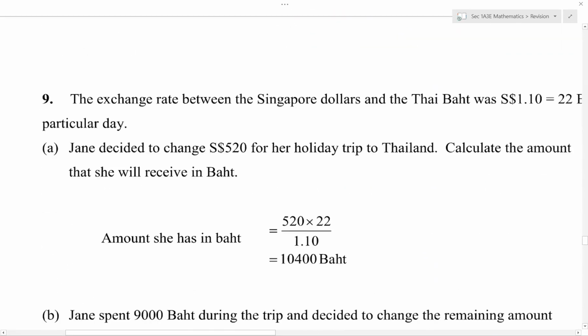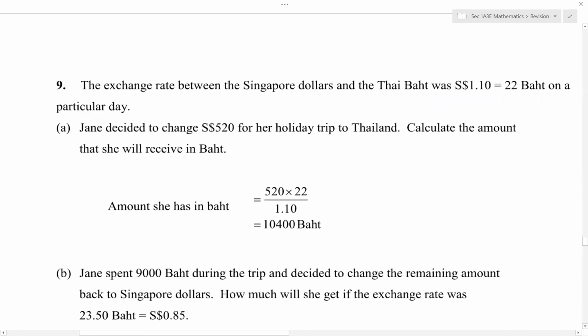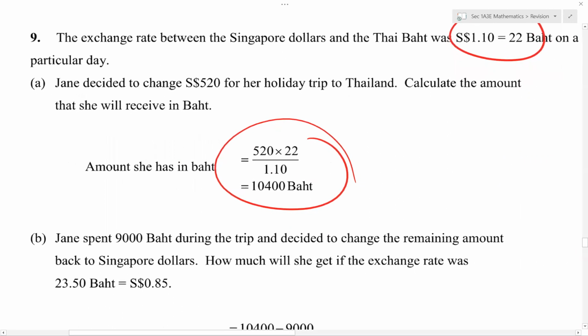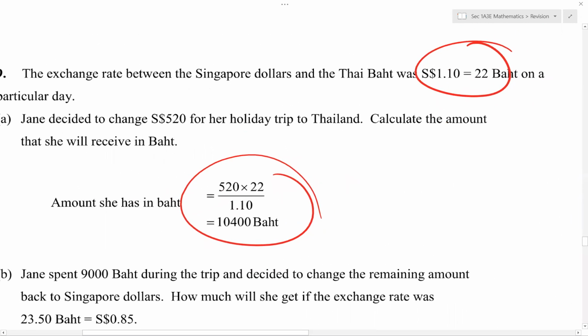Okay, next one. Exchange rate between Sing dollar and Thai baht. $1.10 is 22 baht on a particular day. Change 520 Sing dollars, amount in baht. So this one should not be a problem. Does anybody need me to go through this? Yes, you need? Okay. $1.10 equals to 22 baht.